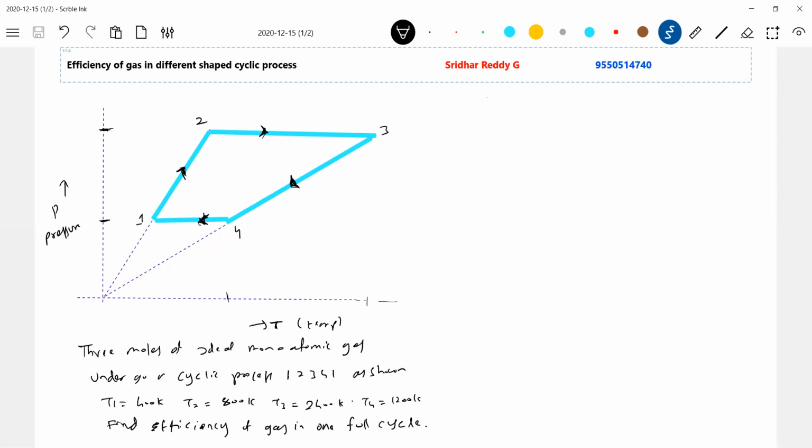Volume. I don't think in the exam they'll give that much time for you. I'm just asking about efficiency. Later we'll plot the PT graph, PV graph, and other things. So what is 1, 2? Process 1, 2. Isochoric heating.